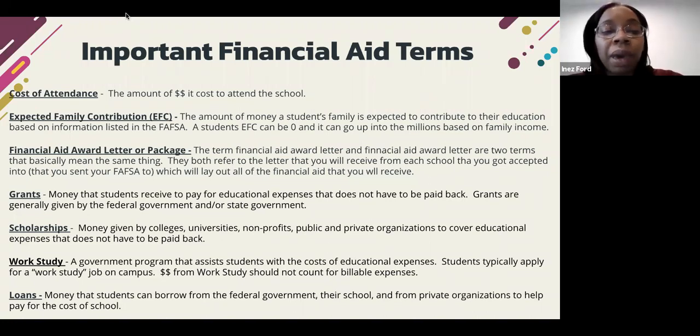Financial aid award letter or package, people use it, it's the same thing. If someone says, oh, look at your financial aid package, they're talking about your award letter. So an award letter and a package are the exact same thing. We went over grants, scholarships, work-study, and loans, so we won't talk about that again, but just keep in mind that these are some terms you're going to need to know when you look at your award letters.